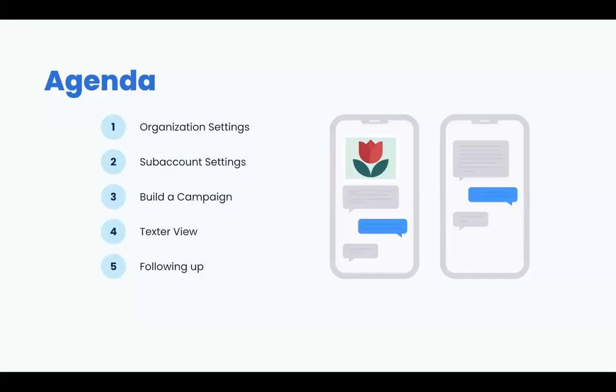During the webinar today, we'll start by navigating to an account's organization settings, which organization owners have access to. We'll then cover some sub-account settings, which organization owners and admins have access to. Then we'll build a campaign using the features we've set up, and I'll show you what text review looks like for the volunteers working with your campaign. We'll close the training portion by using our collected data to build a follow-up campaign and retarget contacts.